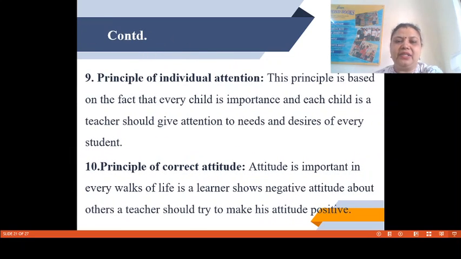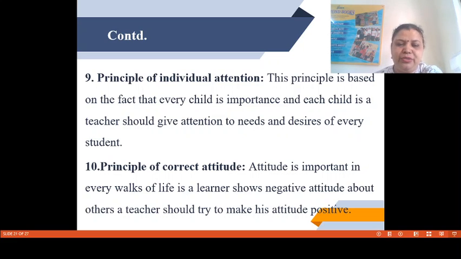Principle of individual attention. Every child needs the attention of their teacher. But if the teacher does not give attention to all these students in an equal manner, then definitely it affects the child. This principle is based on the fact that every child is important, and a teacher should give attention to the needs and desires of every student, so no one feels neglected in the class.